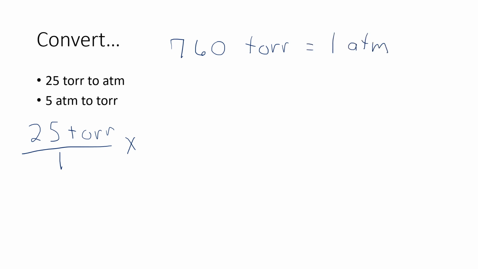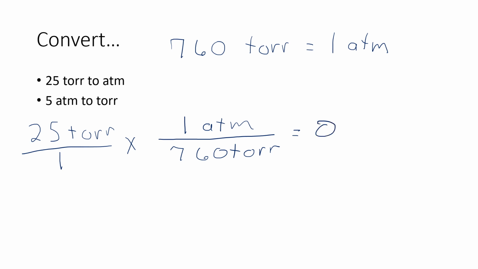The side that needs to go on the bottom is the side that matches the units of torr. So that means we're going to write torr down here in the bottom, and that has the number 760 in front of it. Then the thing we're looking for is atmospheres, so we will put 1 atmosphere in the top. When I take 25 and divide it by 760, my calculator tells me that's 0.033 atmospheres, because the units of torr canceled out.